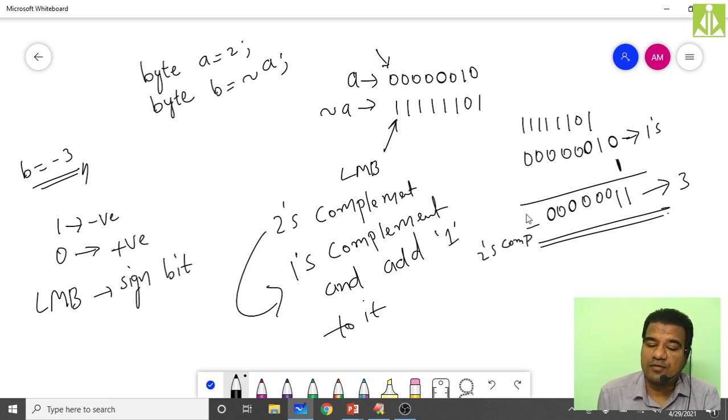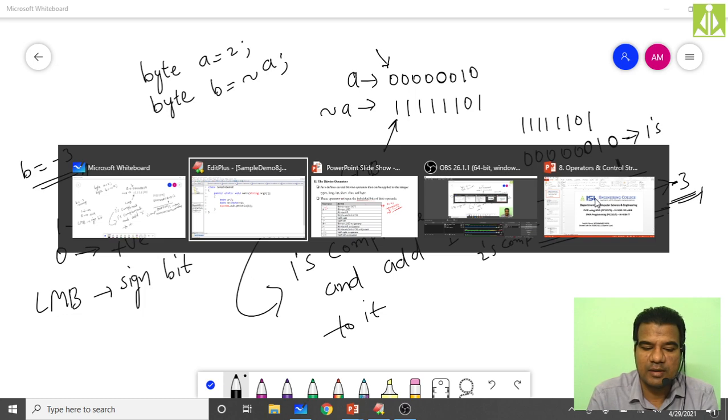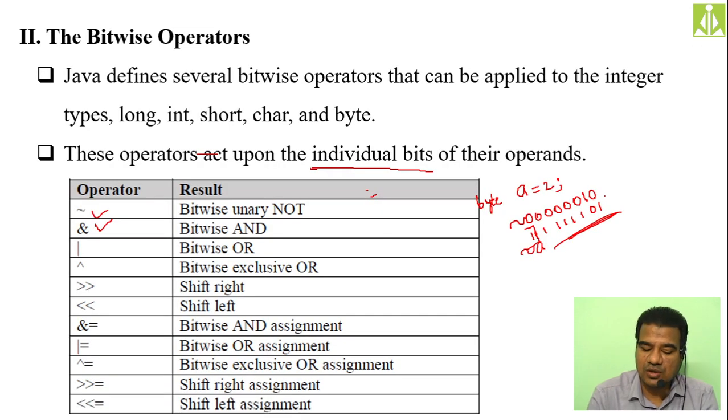Okay, so when we performed the 2's complement, we got 3, and the sign bit was 1, so it is a negative number. So whatever value we got, 3, you make it a negative value. So this is how we got -3 in our output. Hopefully you understood. So this kind of thing will be applied to all the types.